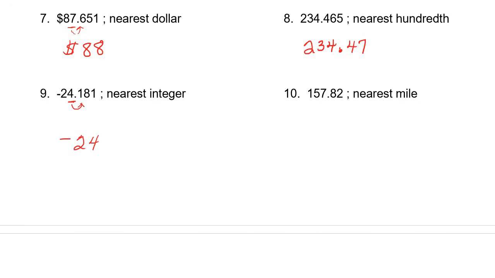Problem number 10, we're asked to round to the nearest mile. You need to be sure that you understand that this is the same type of problem no matter whether you're rounding to the nearest mile, the nearest foot, the nearest yard, whatever type of measurement that you have. We're looking at the place value where the 7 is. That number needs to stay 7 or it needs to go up to an 8. And since the number just to the right is more than 5, we need to round up to 158.